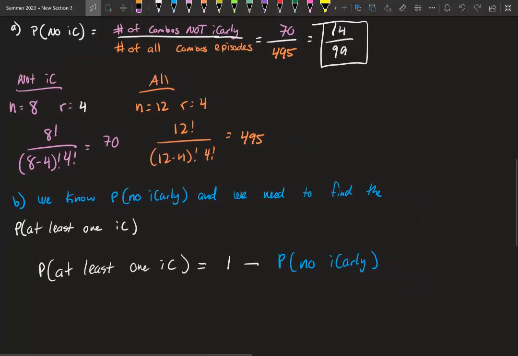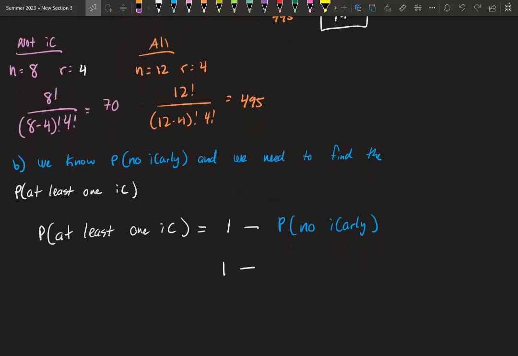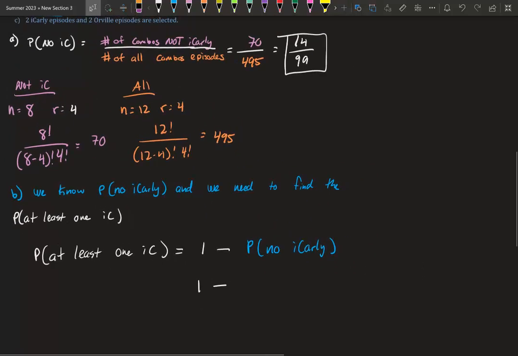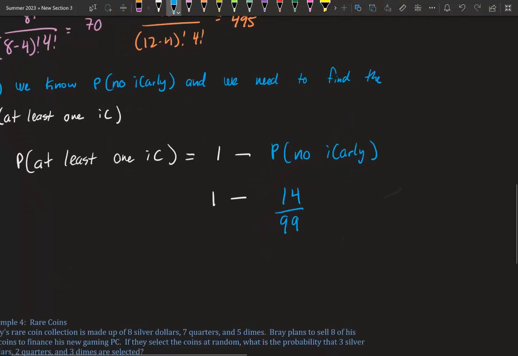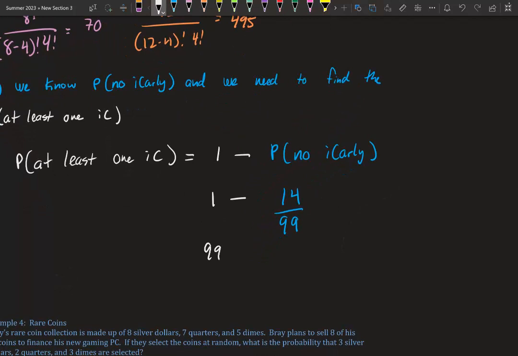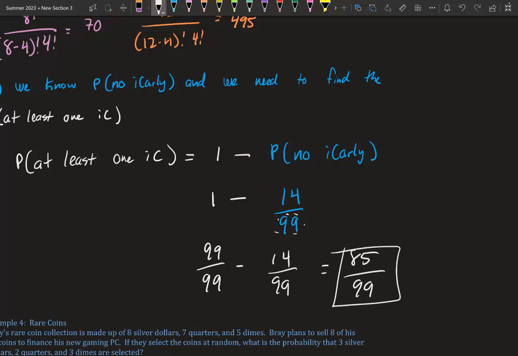So remember, if you're talking about none and at least one, if you have one, you can find the other by just subtracting from one. So the probability of at least one iCarly episode equals 1 minus the probability of no iCarly episodes. So we have 1 minus the probability of no iCarly episodes, which was 14 over 99. So we technically have 99 over 99. Remember, you just take the denominator if it's 1 next to it. Minus 14 over 99, and we get 85 over 99, which is about 85%.